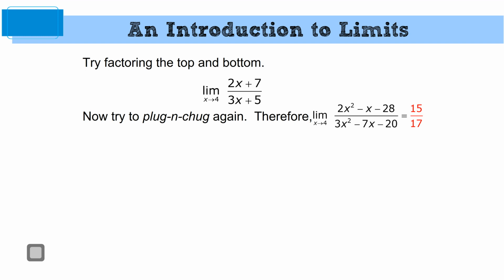Okay, so what does that mean? That means that that infinitesimally small hole that I have is located at (4, 15/17). We just can't get to it from the original function because it doesn't allow us to plug 4 in. And again, we're not looking for the value of the function, we're looking at the value that the function approaches as we get very close to that value. Okay?